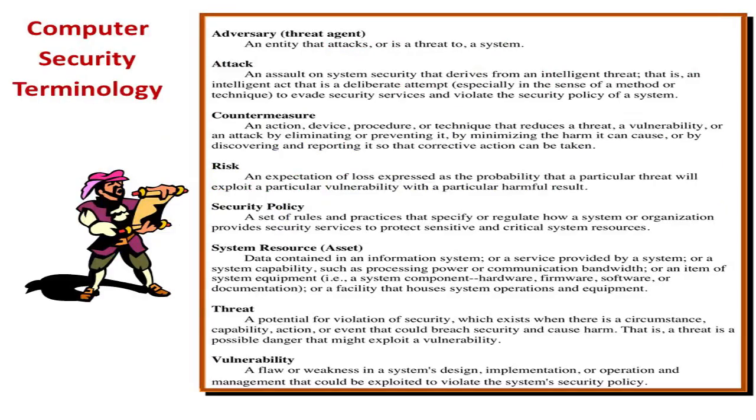Now, computer security technology. When we go for this computer security technology, we come across various factors. The first one is adversary, that is threat agent, an entity that attacks or is a threat to a system. Attack, an assault on system security that derives from an intelligent threat, that is an intelligent act that is a deliberate attempt to evade security services and violate the security policy of a system.